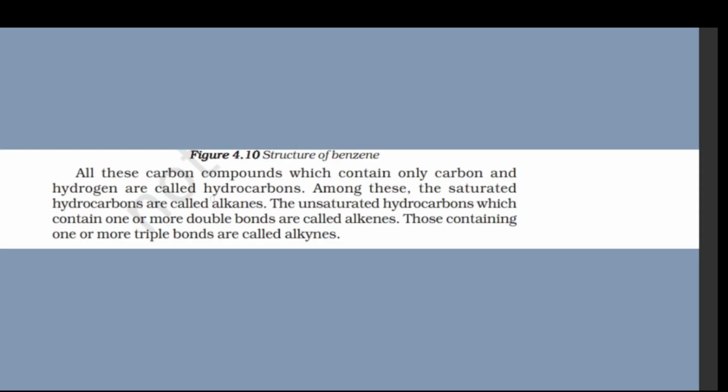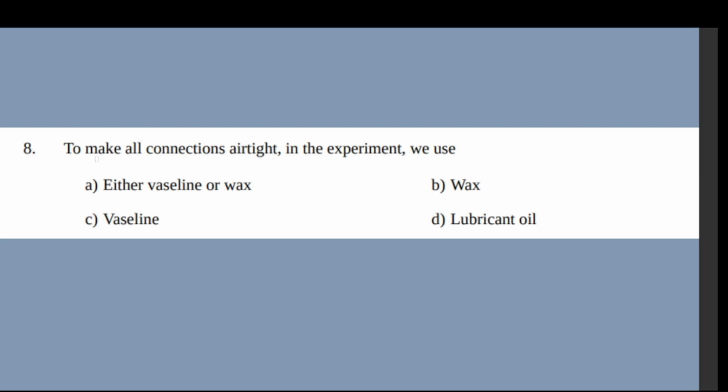Next, it is also given: what are hydrocarbons? All compounds which contain only carbon and hydrogen are called hydrocarbons. Among these, the saturated ones are alkanes, the unsaturated ones, which have one or more double bonds, are called alkenes, and those having triple bonds are called alkynes. So this is alkene, alkane, and alkyne. Next, to make all connections airtight in the experiment, we use Vaseline.